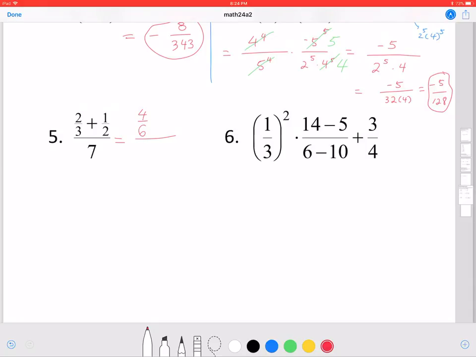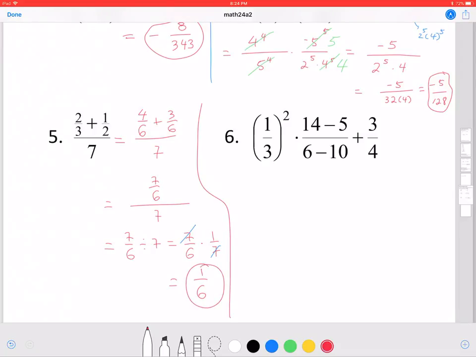So 2/3 will be 4/6. Half will be 3/6. Nothing changes in the bottom. And so we have 7/6 at the top over 7. And remember, fraction over a number is same as 7/6 divided by 7, which is same as 7/6 multiplied by the reciprocal of 7, which is 1/7. And of course, 7's cancel out, and we have 1/6 left. All right, so that's the result for number 5.